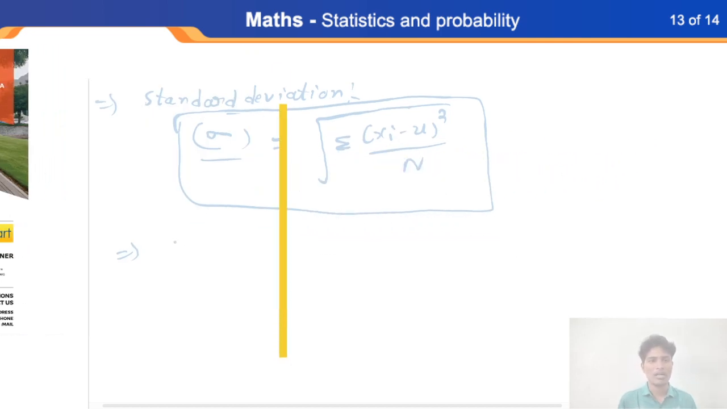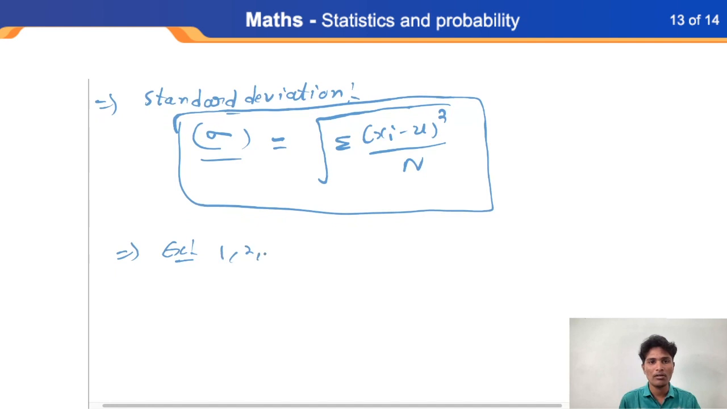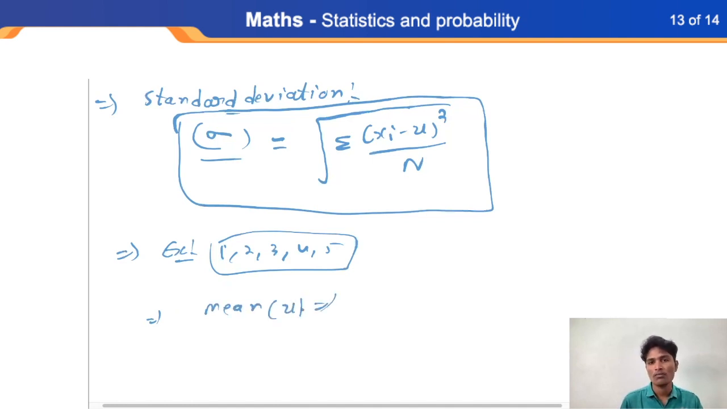Suppose, for example, I take the example 1, 2, 3, 4, 5. First of all, I have to calculate the mean, which is nu.